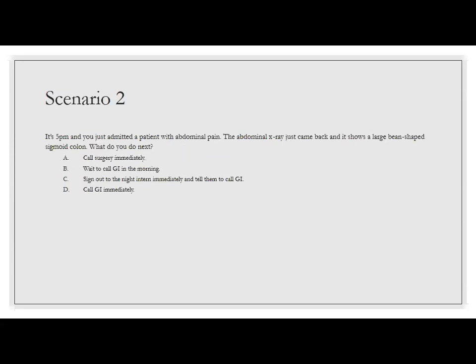Okay, scenario 2, it's 5 p.m. You just admitted a patient with abdominal pain. The abdominal x-ray just came back and it shows a large bean-shaped sigmoid colon. What do you do next? A, call surgery immediately. B, wait to call GI in the morning. C, sign out to the night intern immediately and tell them to call GI. D, call GI immediately. If anyone says C, it's bad. Don't do that. I think we all know it's D. GI would be the one to manage this prior to surgery, unless there's alarm symptoms.